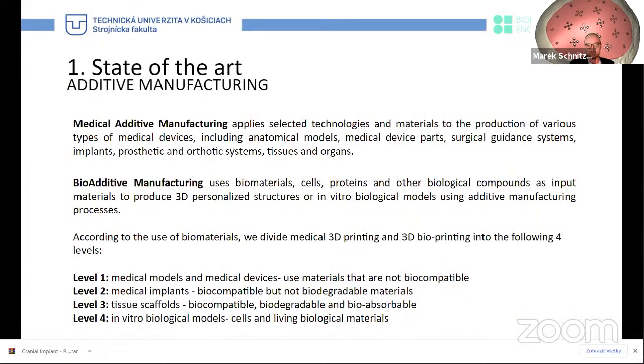So there are 2 points: medical additive manufacturing and bioadditive manufacturing. The difference is the bioadditive manufacturing uses biomaterials, cells, and proteins, which can be printed, and medical additive manufacturing uses just the materials, the inorganic materials, and trying to mimic the tissues and organs and the systems.